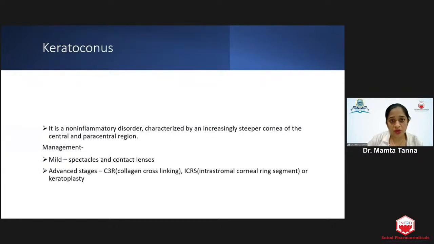As we all know, keratoconus is a non-inflammatory disorder characterized by increasingly steeper cornea of central and paracentral region, leading to refractive errors. Management may vary. In mild cases, we may give spectacles or contact lenses, and in advanced cases, we may need surgeries like C3R, ICRS, or keratoplasty.